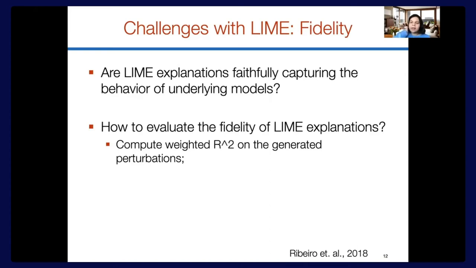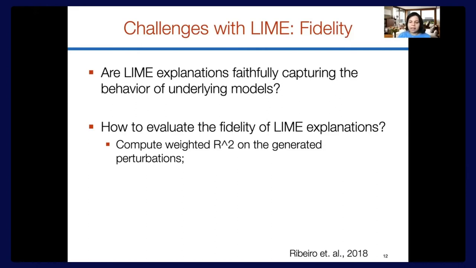Again, there are several strategies that have been looked at. All of them have their own pros and cons and their fair share of limitations. For example, one popular strategy is to compute weighted R square on the generated perturbations, right? So in LIME, basically we have fit a local linear model on a perturbation set or on a local neighborhood. Now just compute weighted R square, where again, the weights are based on the distance from the original instance. And the higher the R square value, the better the fit, the better the local explanation is and the more faithful it is, right? So that is one way that people have been evaluating.